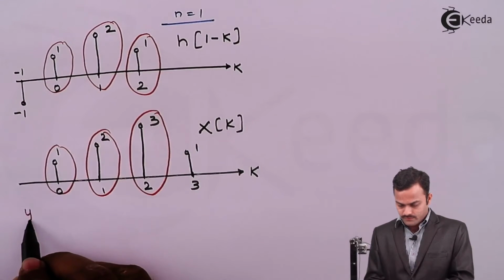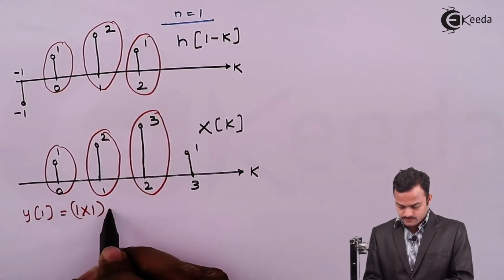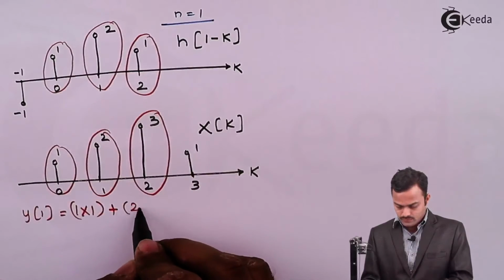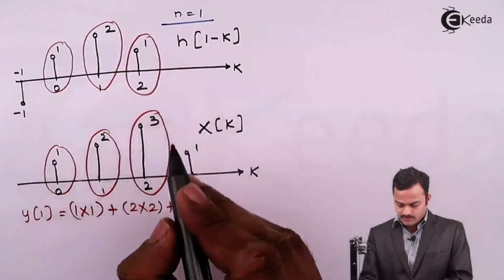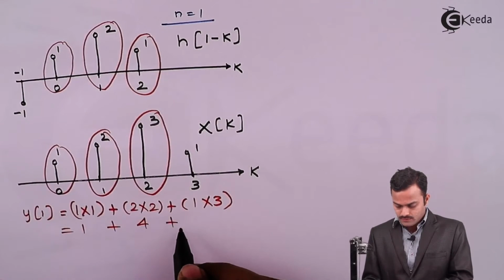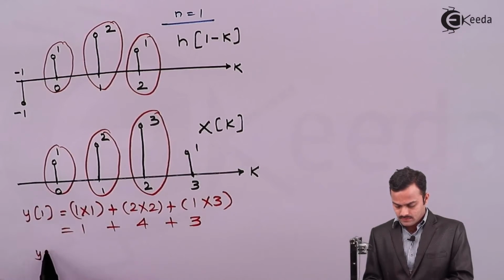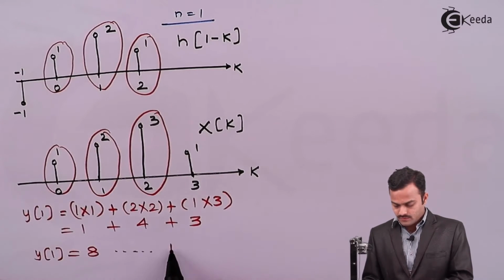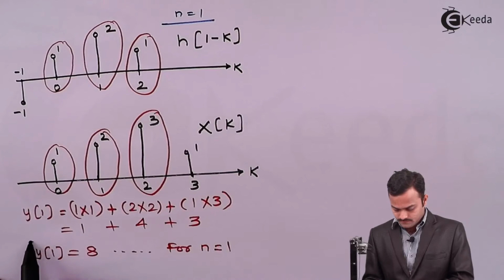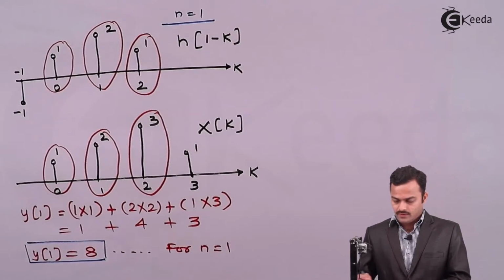So I can say over here now y of 1 is 1 multiplied with 1 plus 2 multiplied with 2 and finally 1 multiplied with 3, which will give you 1 plus 4 plus 3. If you solve, you will get the answer as 8 only. So 8 is the answer for n equal to 1. Let's go ahead for n equal to 2.